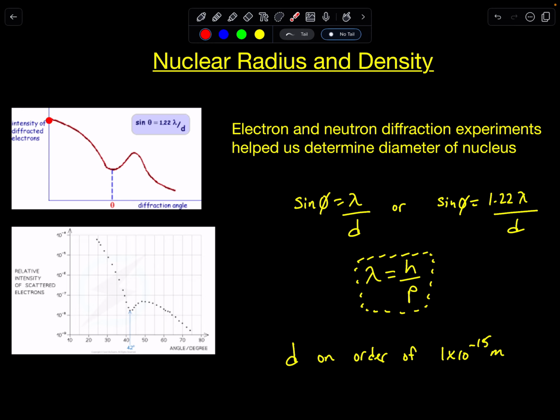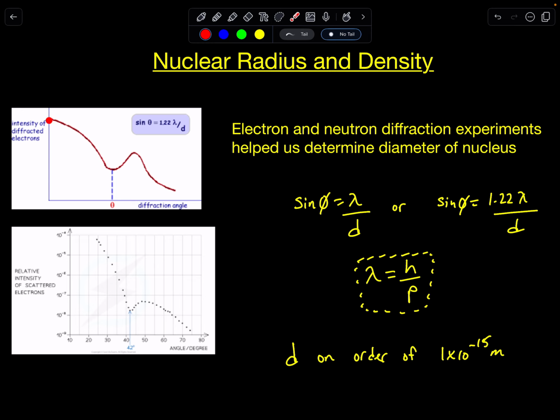So if I can measure the angle to the minimum on the graph, like over here, 42 degrees, I can simply just plug that into one of these formulas, depending on, they'll specify whether it's circular or not circular. So if I plug that in here, 42 degrees, sine 42, I need to know the wavelength of that electron. The only way I can know that is if they told me the momentum of that electron or the energy, and then I can calculate the momentum from energy. And then I'll be able to determine the wavelength using the de Broglie equation. And from there, I would be able to calculate d, and d is the diameter.